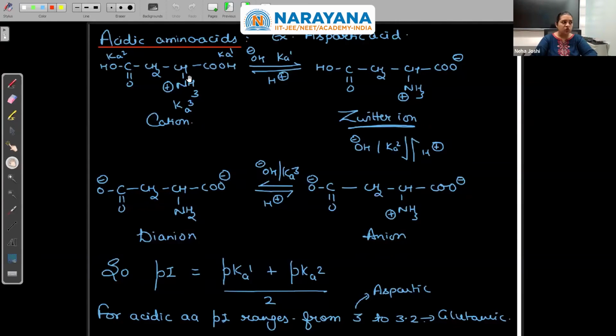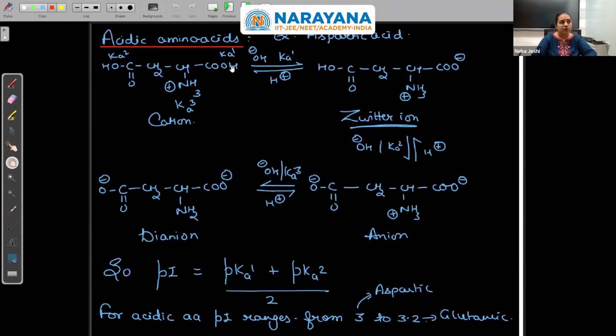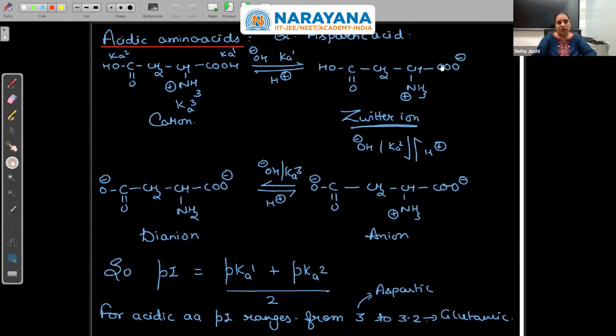First you will check which will be the strongest, because the stronger acid will be the first to deprotonate. So this is the strongest acid. I removed H plus, and one H plus you remove at a time. So I have Ka1. Then I have NH3 plus and COOH. Of course, NH3 plus versus COOH: COOH will be the stronger acid center. Oxygen-attached H will be more acidic than nitrogen. So COOH I took.